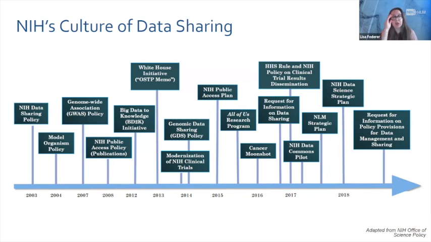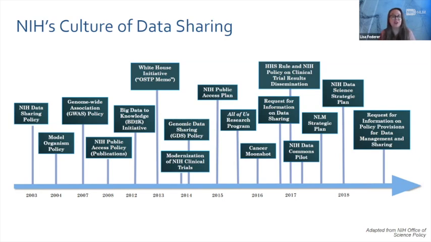NIH instituted a policy in 2003 for data sharing that applied only to grants receiving a threshold of money. I believe $500,000 was the threshold there. And so it did not apply to all NIH grants. Only about 25% of grants met that threshold. That policy has now been replaced by the policy that we'll be talking about today. You might also be familiar with the 2008 NIH public access policy, which requires that researchers deposit a copy of manuscript that comes out of NIH funding into PubMed Central.